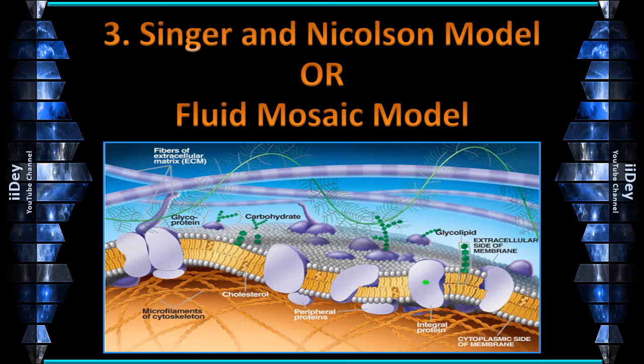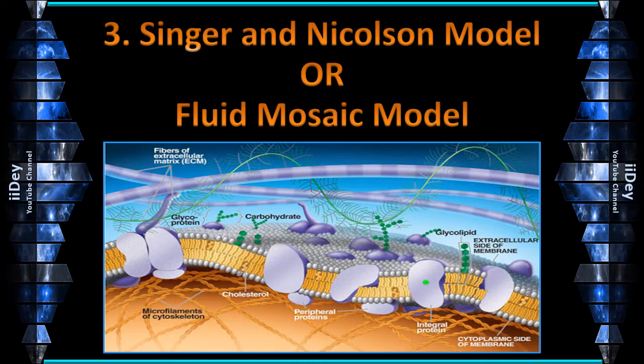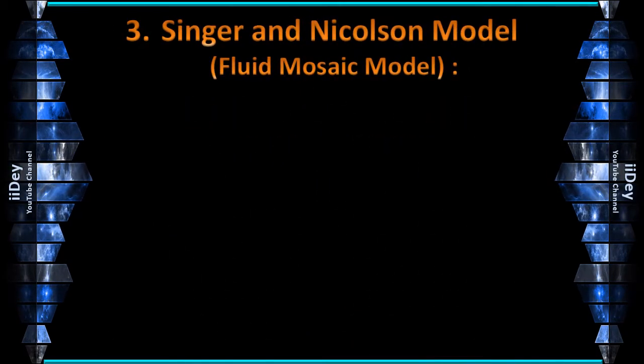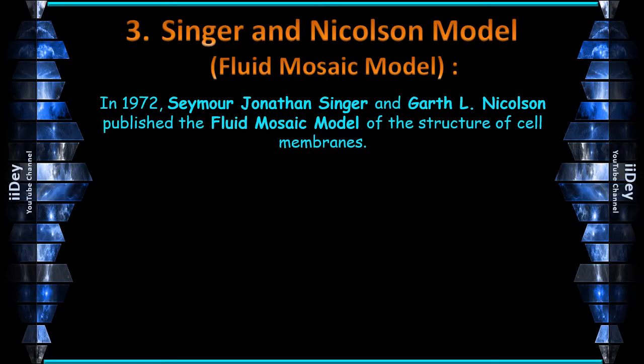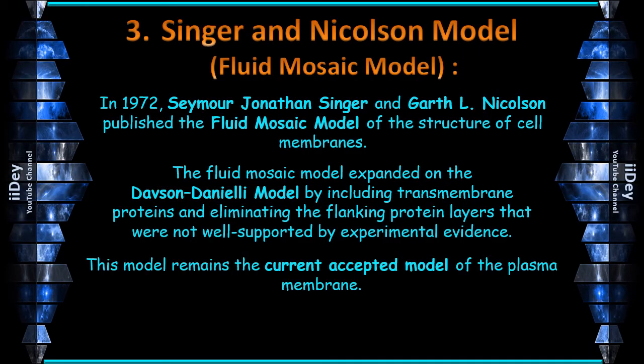Number 3. Singer and Nicolson model, or Fluid Mosaic Model. In 1972, Seymour Jonathan Singer and Garth L. Nicolson published the Fluid Mosaic Model of the structure of cell membranes. The Fluid Mosaic Model expanded on the Davson-Danielli model by including transmembrane proteins and eliminating the flanking protein layers that were not well supported by experimental evidence. This model remains the current accepted model of the plasma membrane.